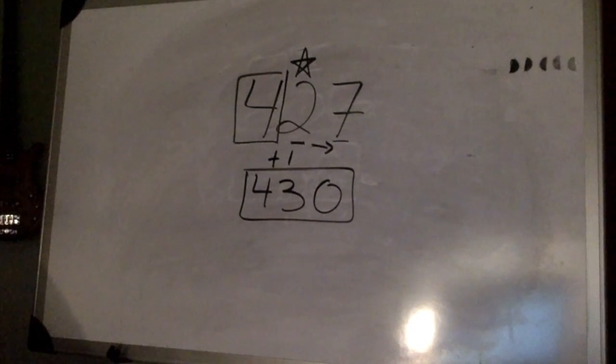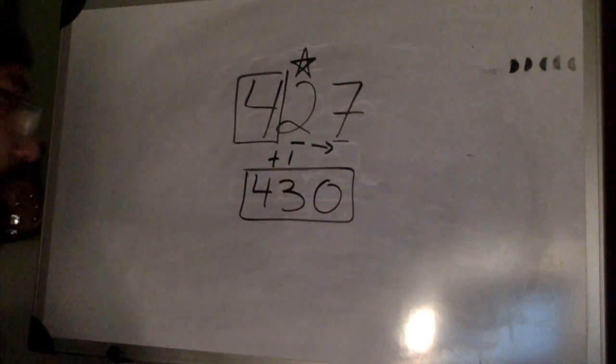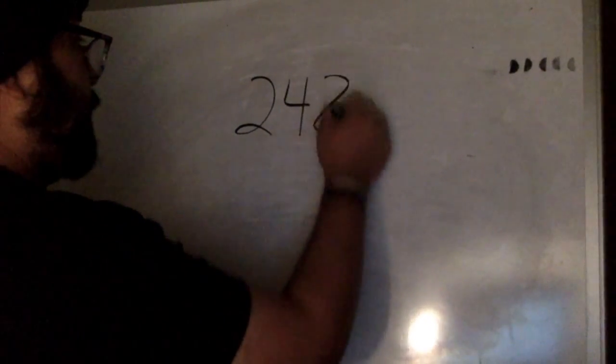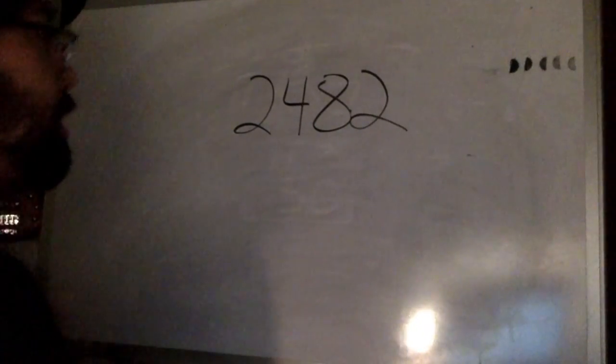If you got it incorrect, no big deal. Rewind the video and watch again. Now let's challenge ourselves a little bit. Let's try searching for thousands to the nearest 10 and 100. Let's start off with 2,482 to the nearest 10.